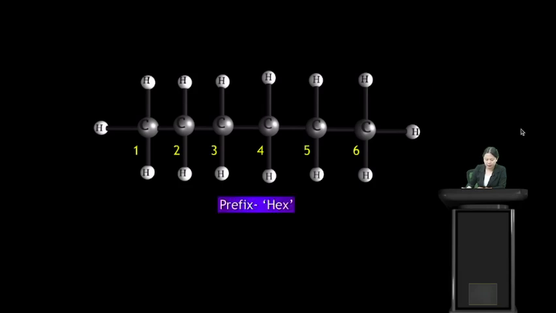Hexane. The prefix will be hex because there are 6 carbons. We see that there is only a single bond, so it is a saturated alkane. So this suffix will be ane. When we add the prefix and suffix, we will get hexane. So the name of this carbon compound is hexane.